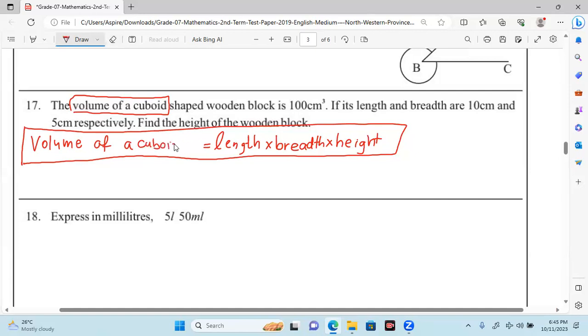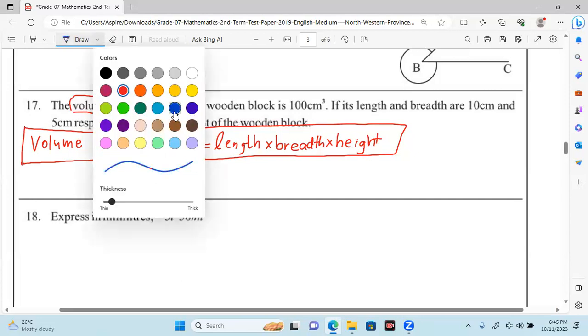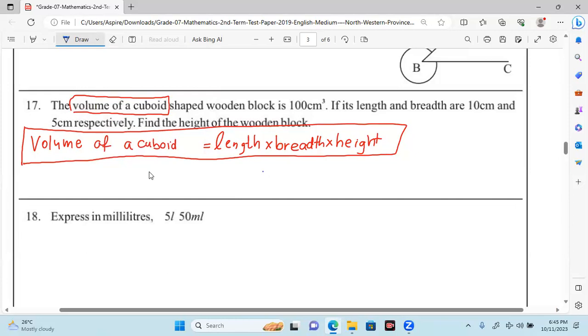Then the volume of the cuboid is given as 100 cubic centimeters. If its length and breadth are 10 centimeters and 5 centimeters, 10 into 5 times its height. We have to find the height. Then 10 into 5, we know it is 50. 50 times h.